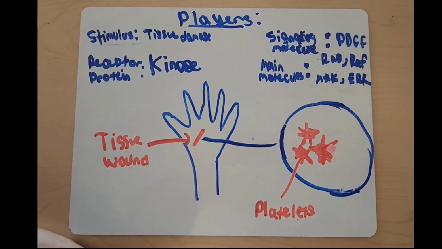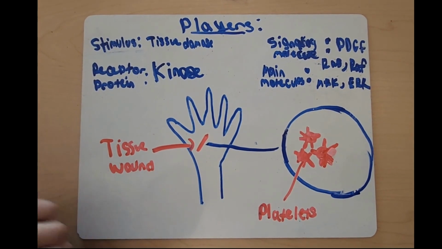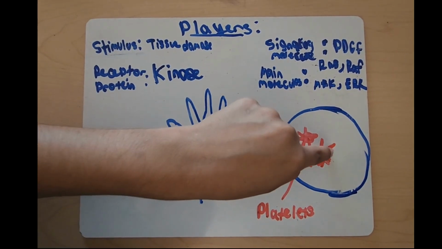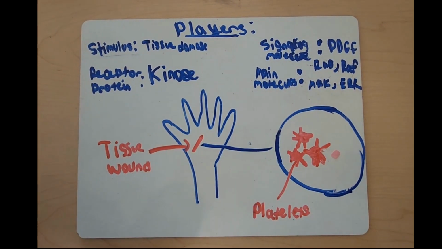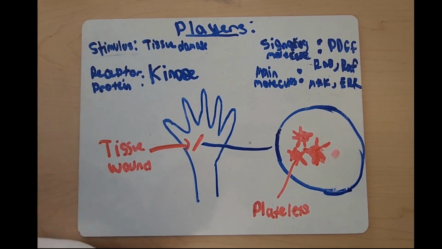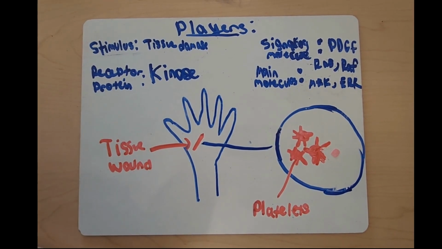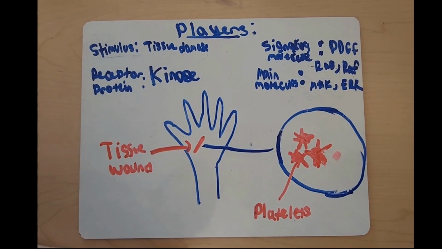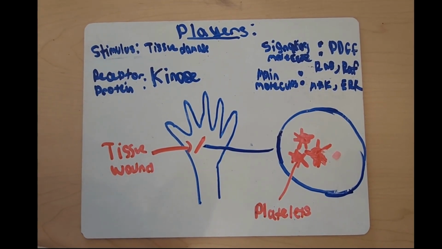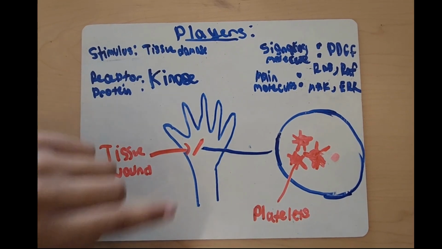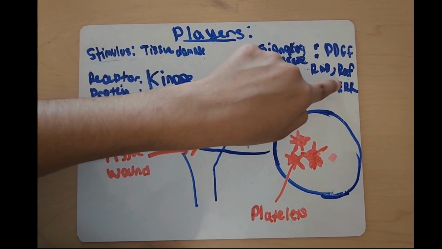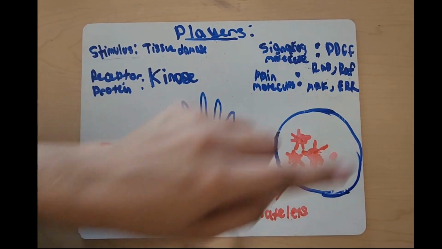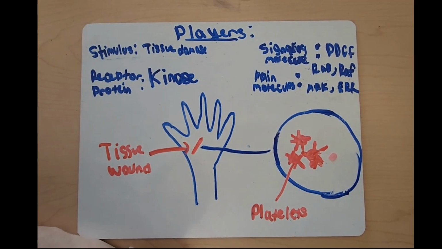In the PDGF pathway, the stimulus is tissue damage, such as a wound, which causes platelets to release the signaling molecule PDGF. The PDGF binds to receptor tyrosine kinase, which is the receptor protein on the surface of the cell. Inside the cell membrane, the main molecules involved in intracellular response include adapter proteins, RAS, cascades of kinases such as RAF, MEK, and ERK, and transcription factors, which are proteins that help to regulate gene expression.